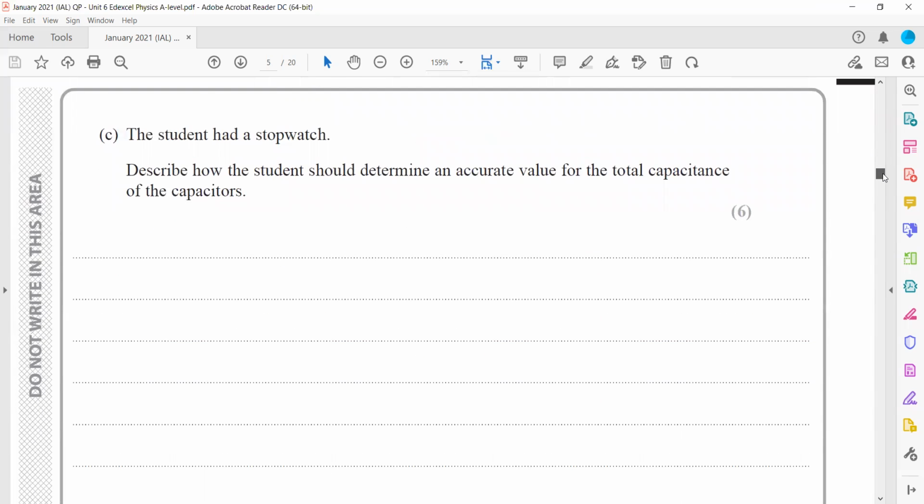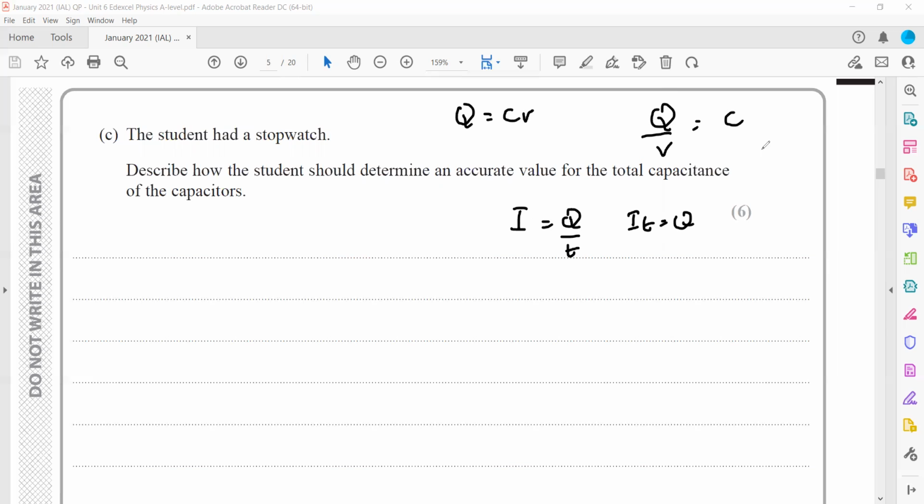When the student has a stopwatch, describe how the student should determine an accurate value of the total capacitance of the capacitor. Look, for capacitance you have the formula Q equals CV. So total capacitance C equals Q divided by V. What is Q? Q is the charge. How can we find the charge? Because current is charge divided by time, so charge is current multiplied by time.